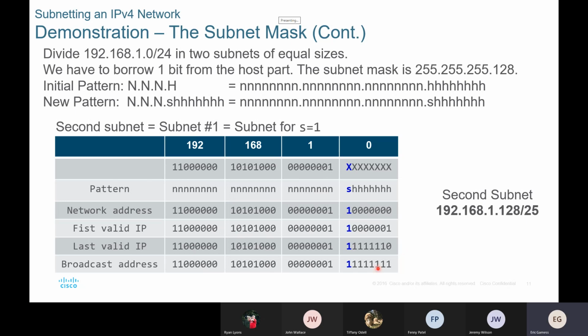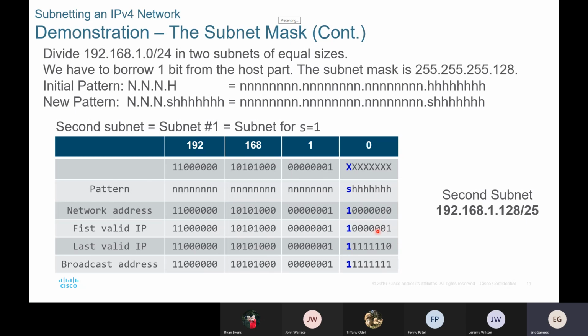Now let's see where it ends, which is the broadcast address. How do I get the broadcast address? I change all the host bits into 1. So you see here we have 7 host bits. Let me put seven 1s. If I convert this binary number to decimal, I will have 255. So the second subnetwork goes from 128 to 255. This is the second half of the IP addresses in the original network, no?